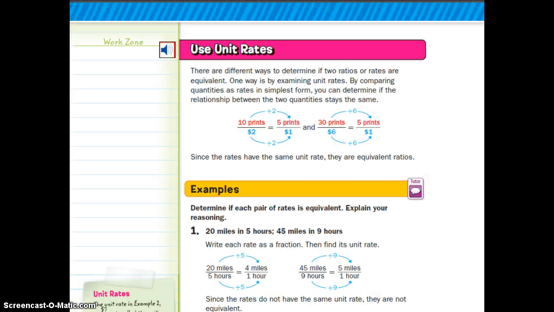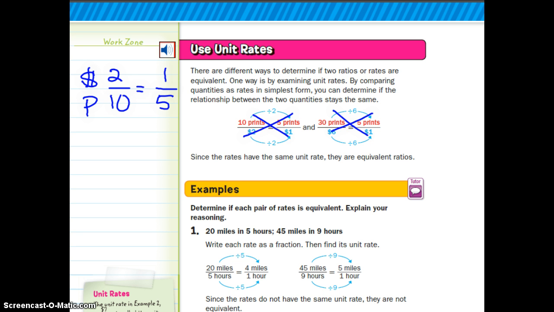Turn the page. Using unit rates. There are different ways to determine if two ratios or rates are equivalent. One way is to look at the unit rates. By comparing the quantities as unit rates, in simplest form, we can determine if they're the same. So, in this case, again, not really happy with the fact that they put money on bottom, so I'm going to put it on top. We have money and we have prints. We have $2, 10 prints, which means we have $1 for 5 prints.